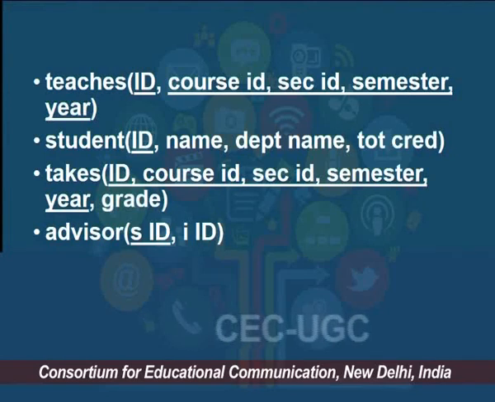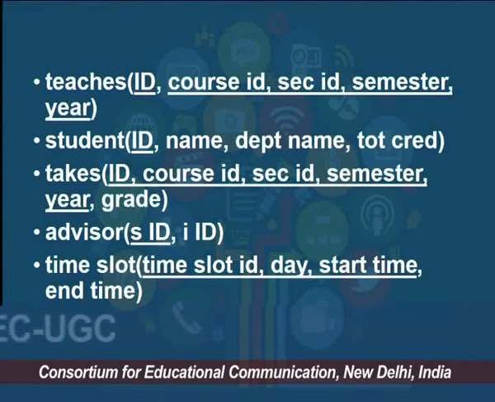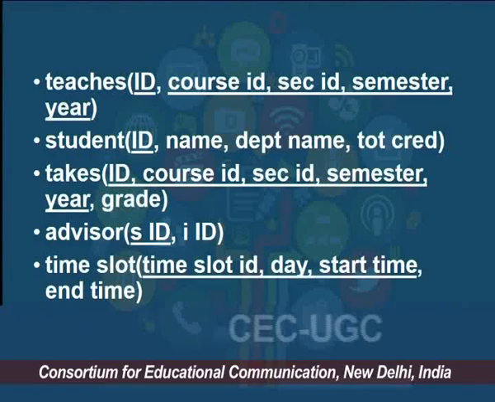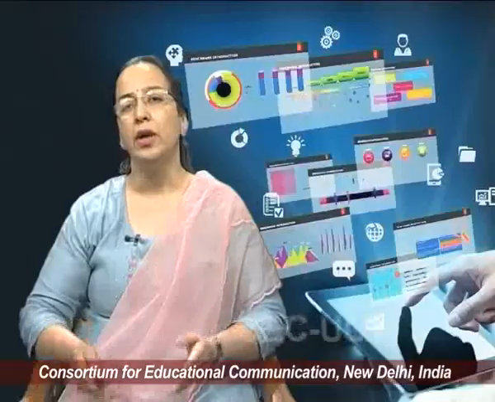Advisor, so SID and IID are the fields, where SID is the primary key. Similarly, time slot ID, day, start time and end time are the fields, where time slot ID, day and start time are the primary keys. Similarly, a relation of prerequisites, where course ID and prerequisite ID both make the primary key.